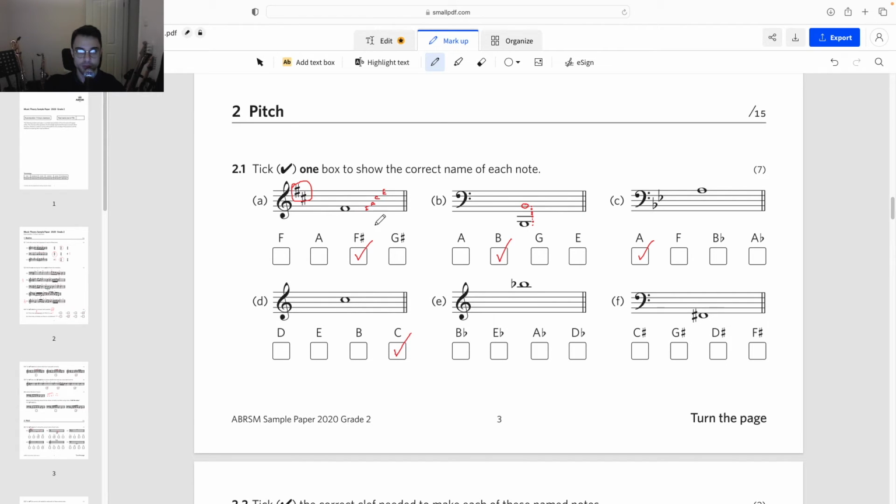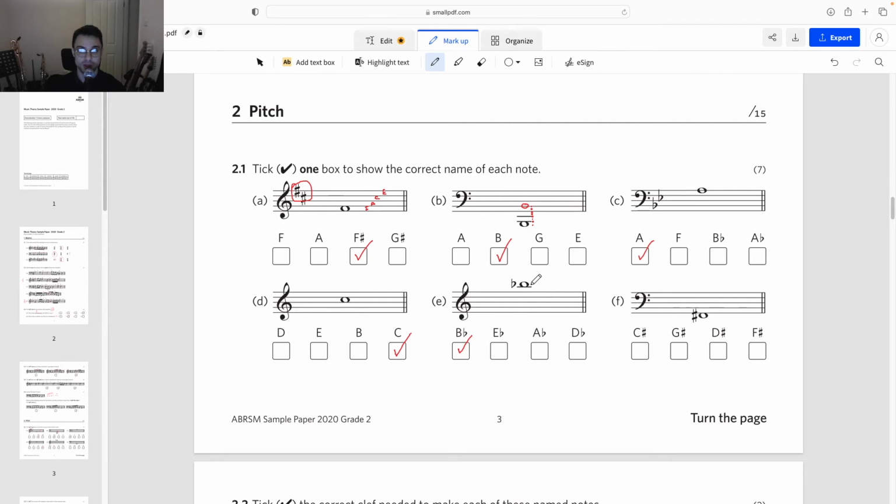All right, face in the space. There's the C space right there. Okay, question E. We are back in the treble clef again, and that is a B flat. It's quite high up. Again, you could do the same thing you did with this. You can count down 8 notes.